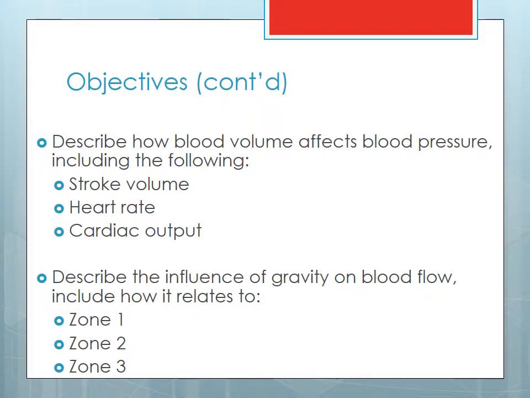Then finally, we'll look at the influence of gravity on blood flow, including how it relates to zone 1, zone 2, and zone 3 of the lungs. Zone 1 will be the upper portion, zone 2 will be the middle portion, and zone 3 would be the bottom portion.